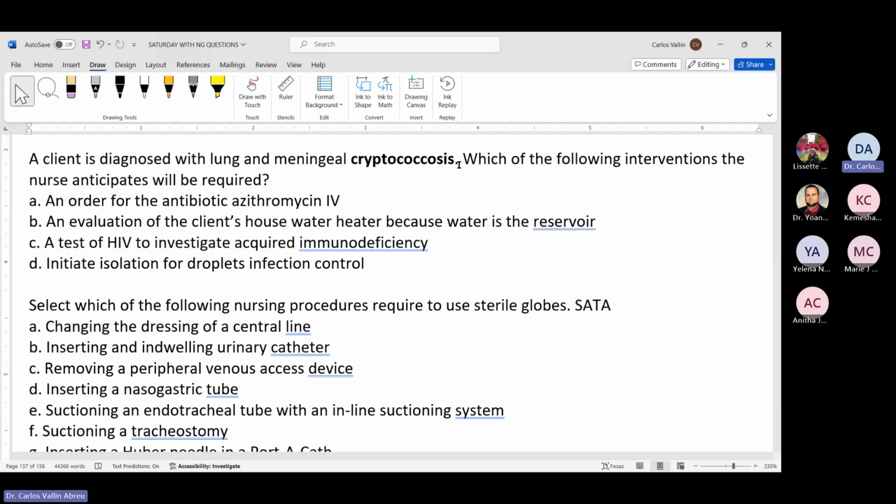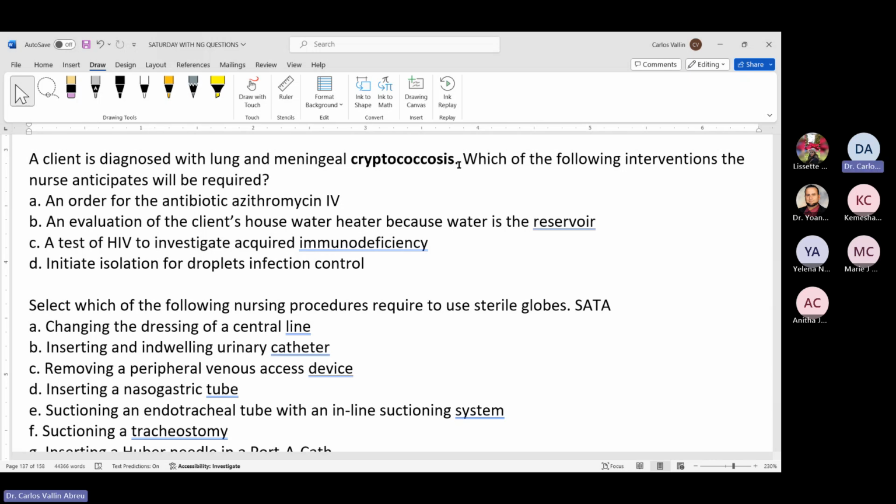It used to affect people that are immune suppressed, people that are taking high doses of glucocorticoids, people that have an organ transplant and need to take immune suppressive treatment, people with acquired immune deficiency like HIV, etc. So that's the most important thing to know about this cryptococcosis. It can produce lung disease that presents like tuberculosis with fever, cough, weight loss, abnormal lung X-ray, or meningitis. Which of the following interventions will the nurse anticipate will be required?